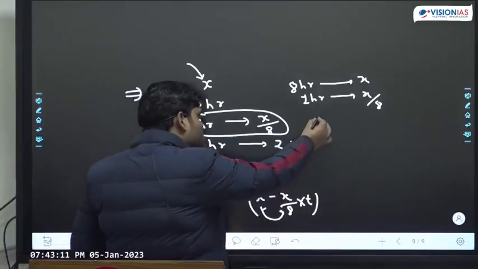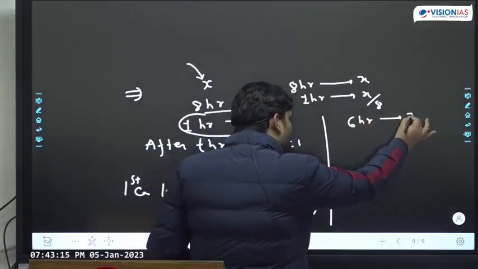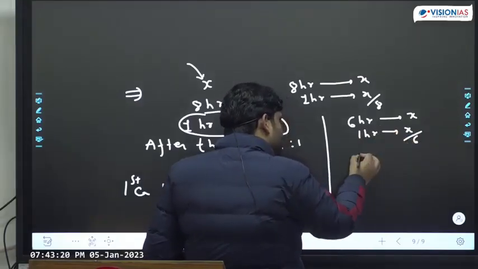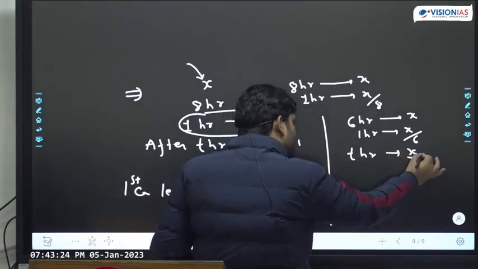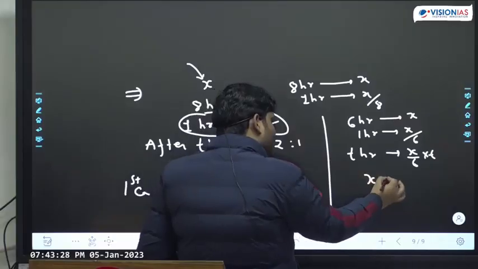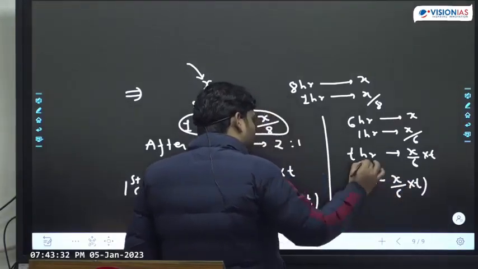Similarly, for the second candle, in 6 hours it will consume X, so in 1 hour it will consume X by 6, and in t hours it will consume X by 6 into t. After t hours how much will be left? X minus X by 6 into t. This much will be left.